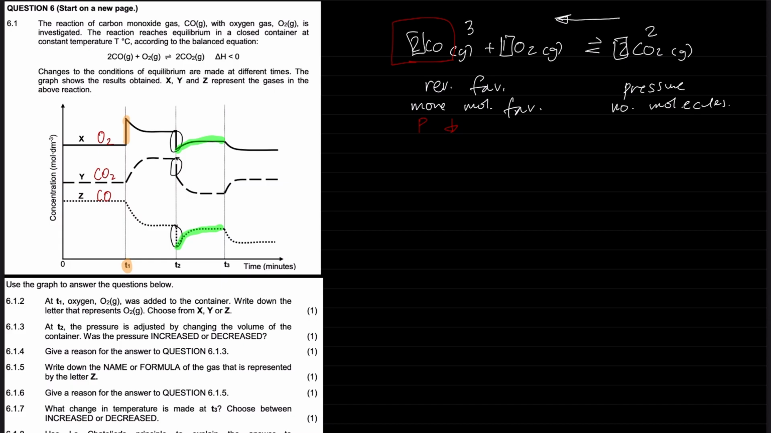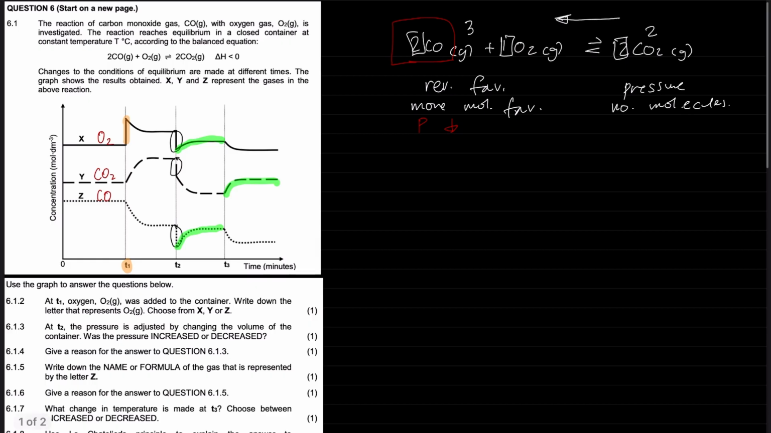Okay, 6.1.5, write down the name or formula of the gas that is represented by Z. We've answered that. Give a reason, we've answered that. 6.1.7, what change in temperature is made at T3? Choose between increased or decreased. Now let's look at what happened. At T3, I can see that CO2 increased.